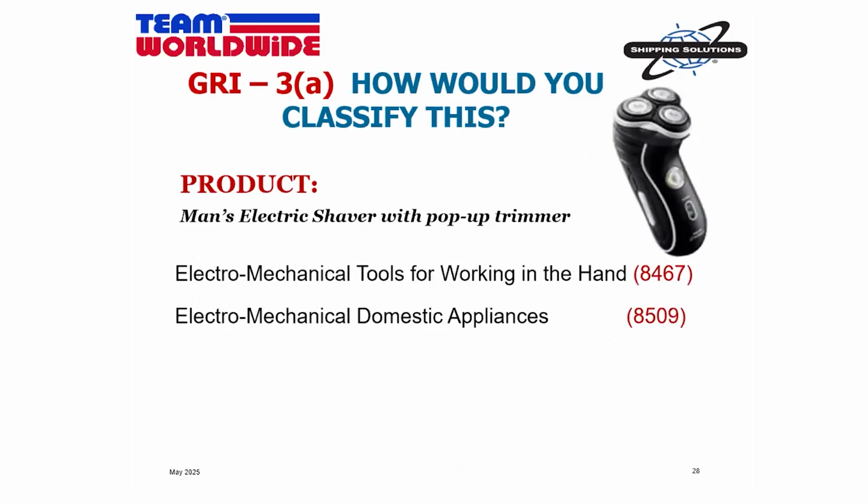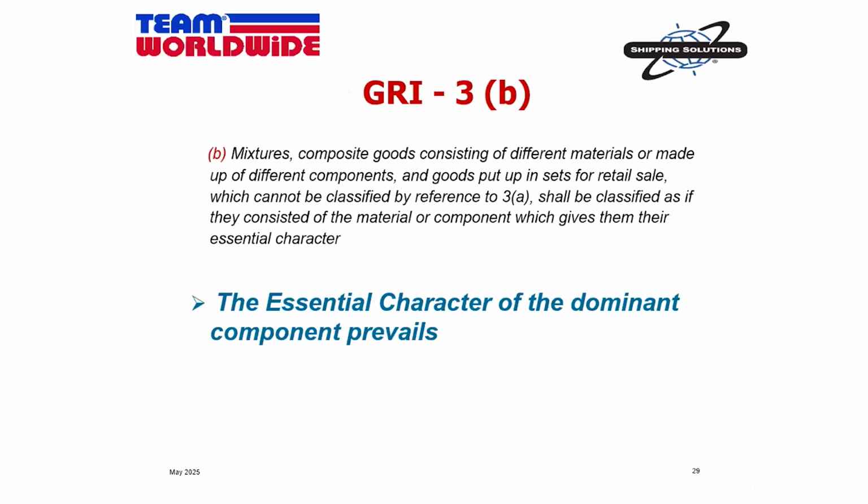If we can classify something under more than one classification, the most specific classification has to apply. We have a men's shaver with pop-up trimmer. If we look at 8467, it's electromechanical tools for working in the hand. Close. If we go to 8509, we have electromechanical domestic appliance, closer. But if we went one more, we have shavers and hair clippers. We have to use shavers and hair clippers.